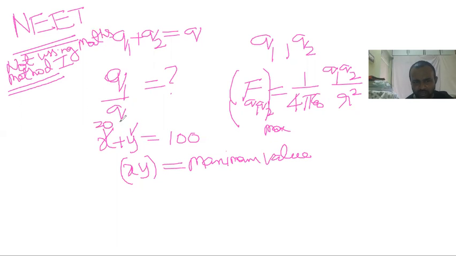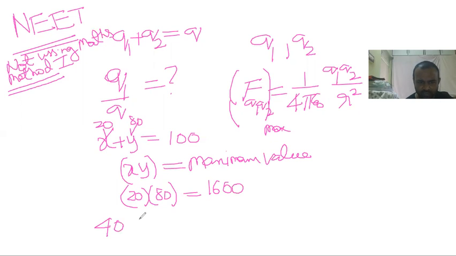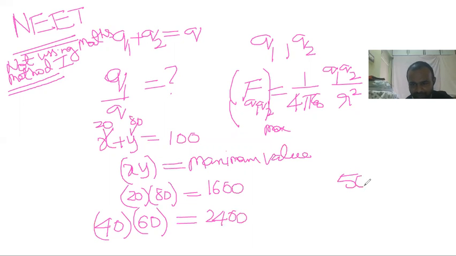Let us take x is 20 and y is 80. That is also one value. Then let us substitute this and check. 20 into 80. Will this give maximum or not? Let us check. 2 8s are 16, it gives 1600. Let us take some other value for x and y: 40 and 60. Let us take this product and check. 6 4s are 24, 2400.